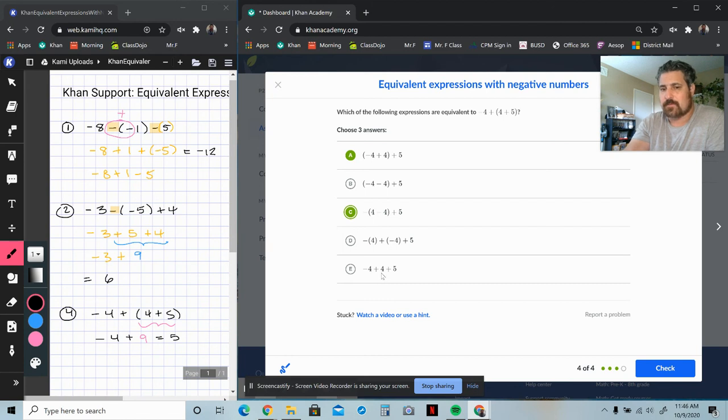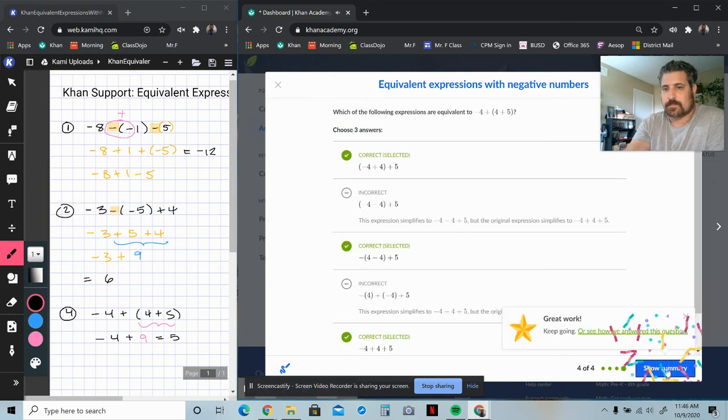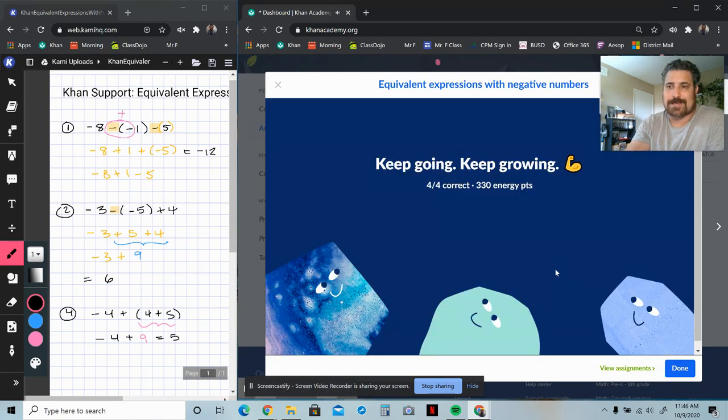And this one's negative 4 plus 4 plus 5. Do it 2 at a time, you get 0 plus 5, which is 5. So this one works just fine. So these are the 3 that work and have a value of 5. And that's how you do the problems.